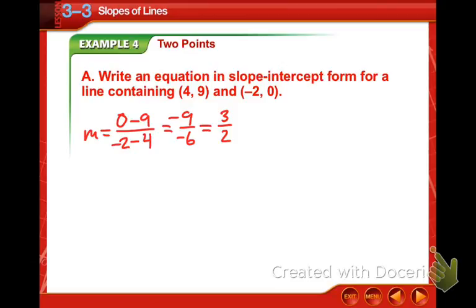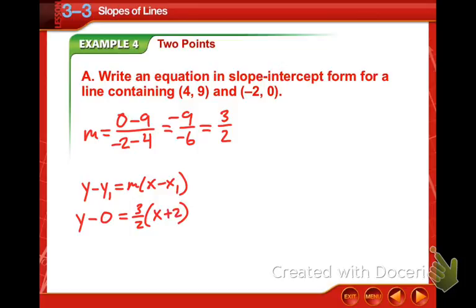So now we can plug this in to y minus y1 equal to m times x minus x1. We use either point as x1, y1, it doesn't matter. I'm going to use the negative 2, 0, just because it's going to be simpler. So I'm going to subtract a 0 for the y, and we're going to add 2 for the x. So y is equal to 3 over 2x, and 3 times 2 is 6. 6 divided by 2 is 3. So really, you just cancel out the 2's. And that's it.